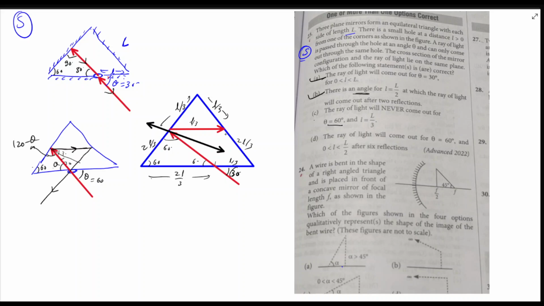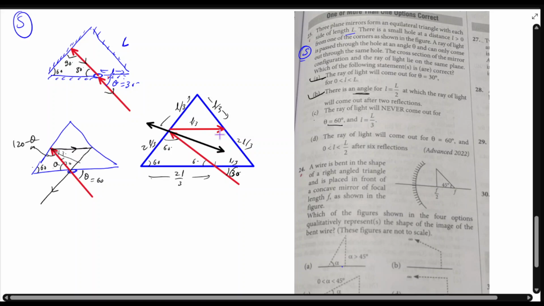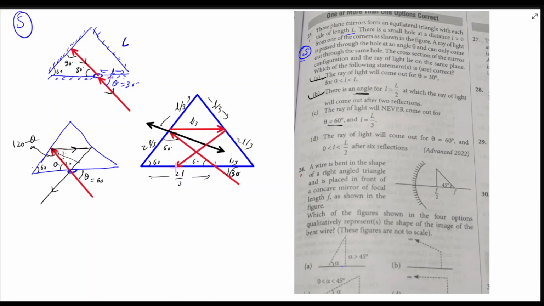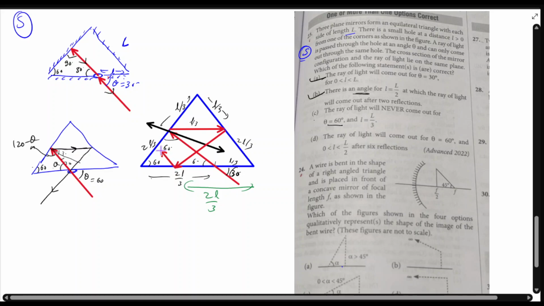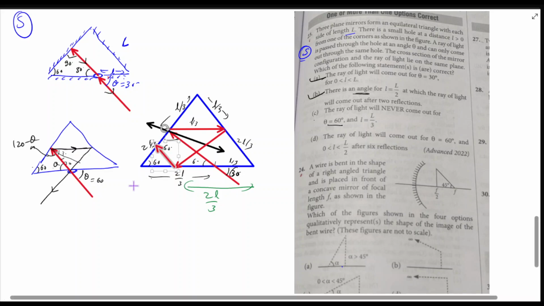Now look, if this is 2L by 3, so this ray must go at this angle like this. Right? So this is 2L by 3. So now I'm putting it in green. So this will be 2L by 3. Right? So again reflection will happen and the ray will go like this. Okay. So this will become L by 3 because this is L by 3.